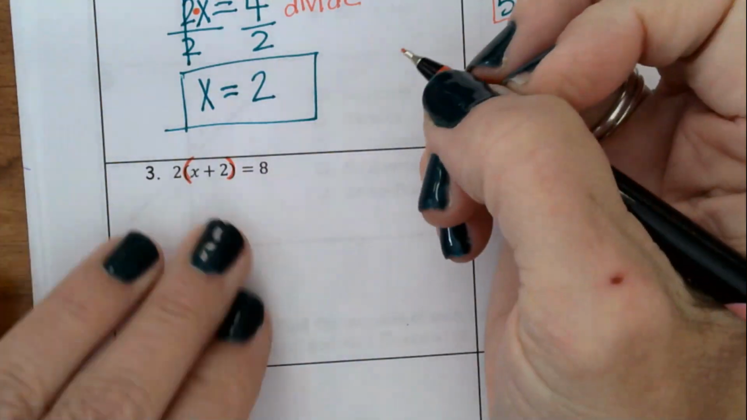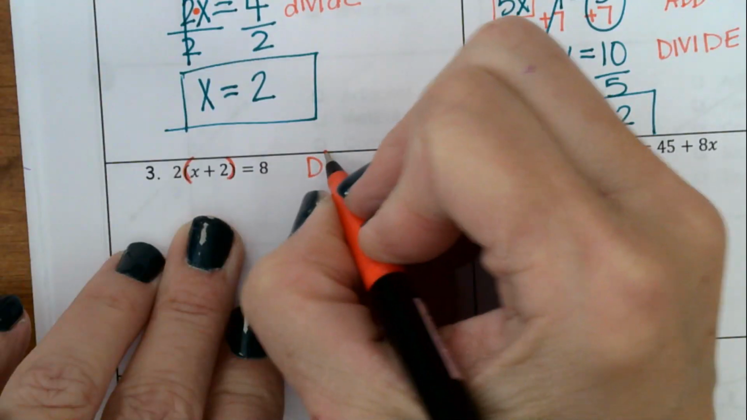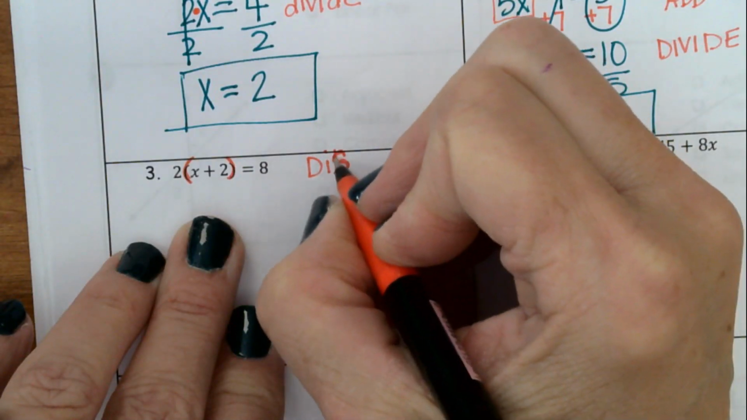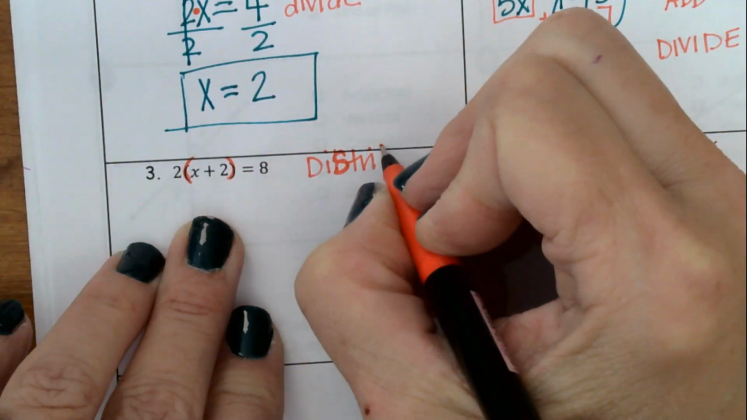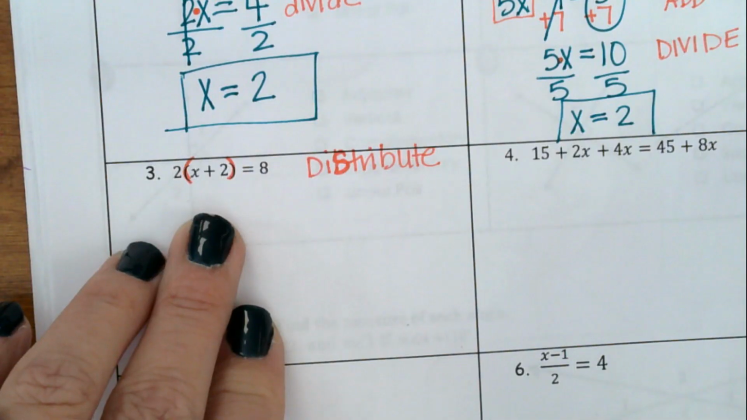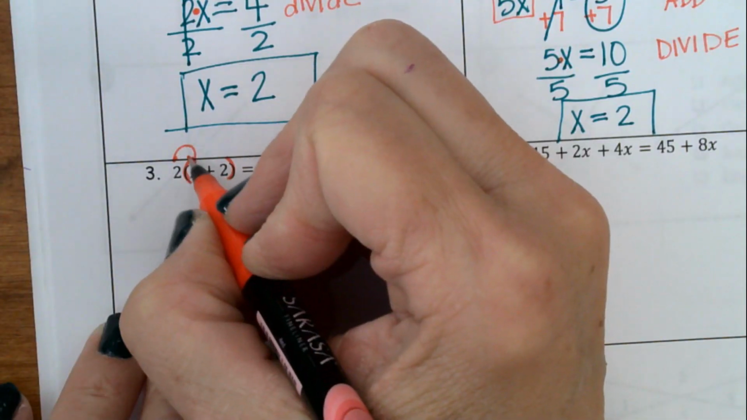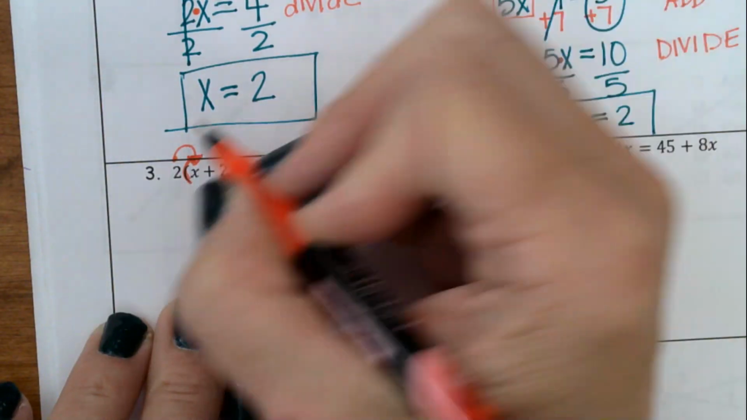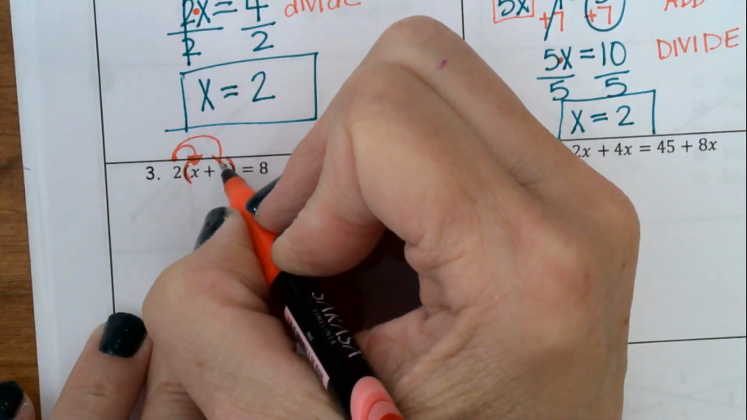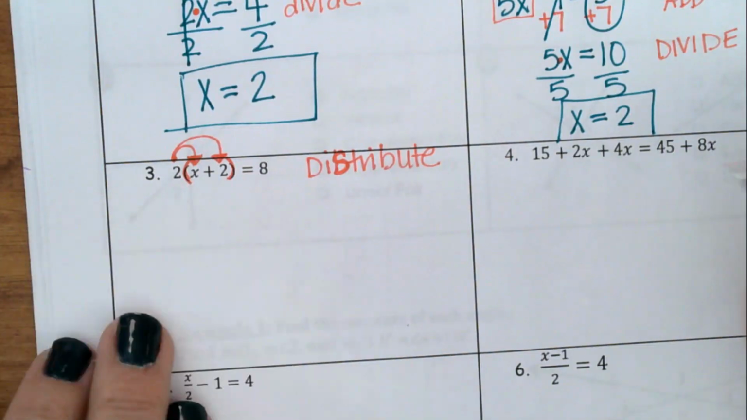Ooh, that means multiplication. We like to call it distributive property. I'm going to have you write, oops, I need to spell correctly. Distribute. Okay, I want you to write distribute right out there. What does that mean? You take your 2 and multiply it by x. You take your 2 again, and you multiply it by the 2. You have to multiply it by both items in your parentheses.